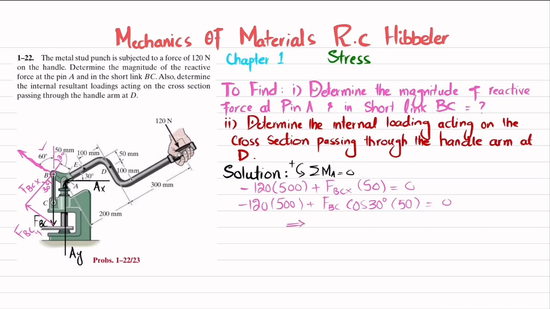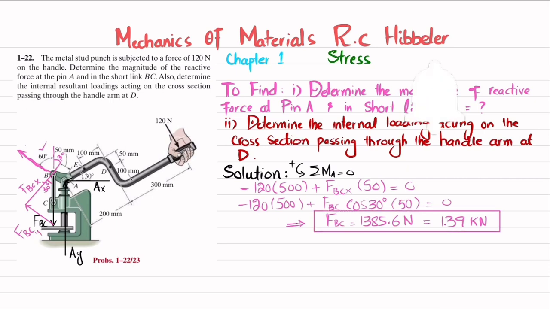So from here you will get FBC equal to 1385.6 Newton, or if you round it, 1.39 kilo Newton. So this is the value of FBC. So in the first part we have found the magnitude of force in short link BC, which is FBC.